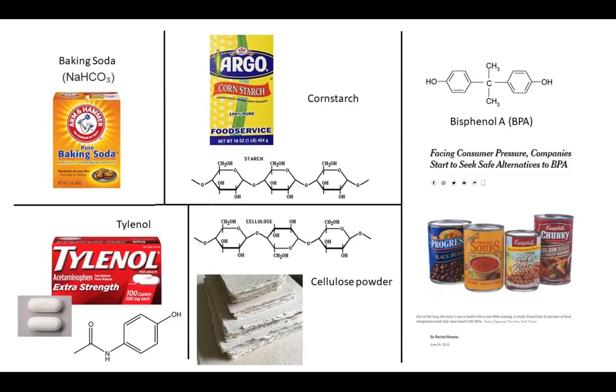Okay, so we've talked about infrared spectroscopy, but what about these powders we're trying to identify? I selected five different powders. One is baking soda, which you are likely familiar with. The scientific name for that is sodium bicarbonate or sodium hydrogen carbonate. Then we've got Tylenol, with the scientific or generic name acetaminophen.